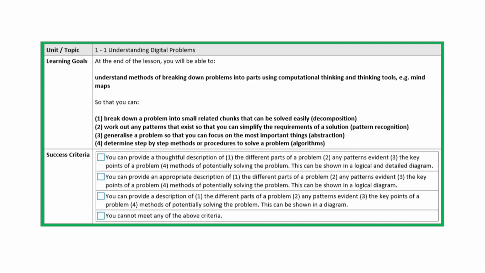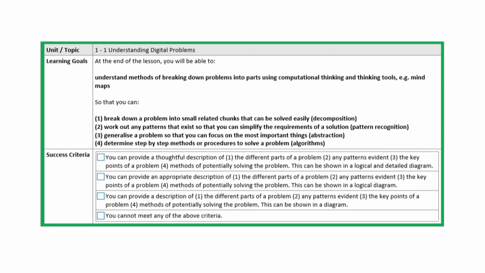So in this lesson, we're going to introduce the idea of computational thinking and the different aspects of it. While we go over computational thinking briefly in this lesson, we will explore it more fully and in more depth as we move through the course and really apply these different skills to different aspects of problems as we encounter them. So our goal today is to understand the methods of breaking down problems into parts using computational thinking and potentially thinking tools like mind maps.